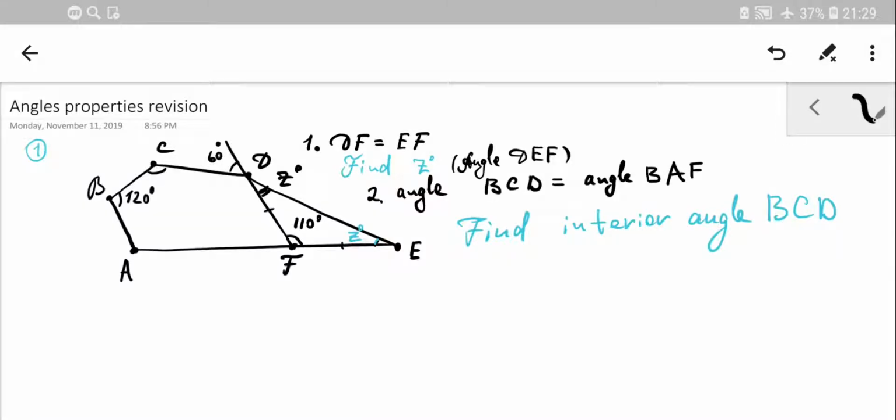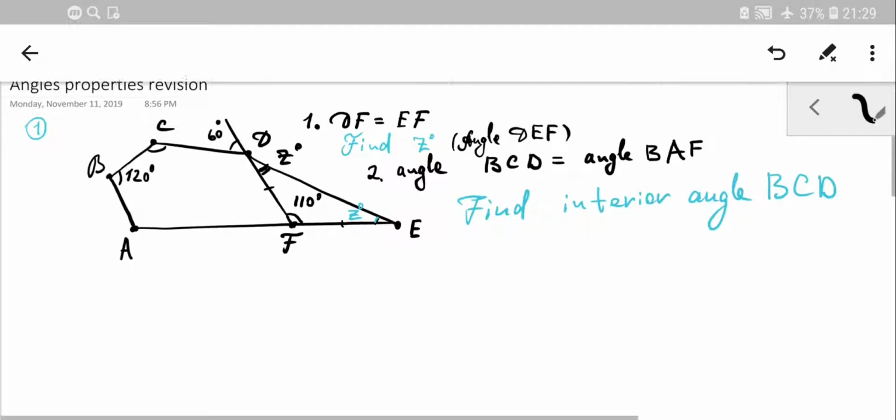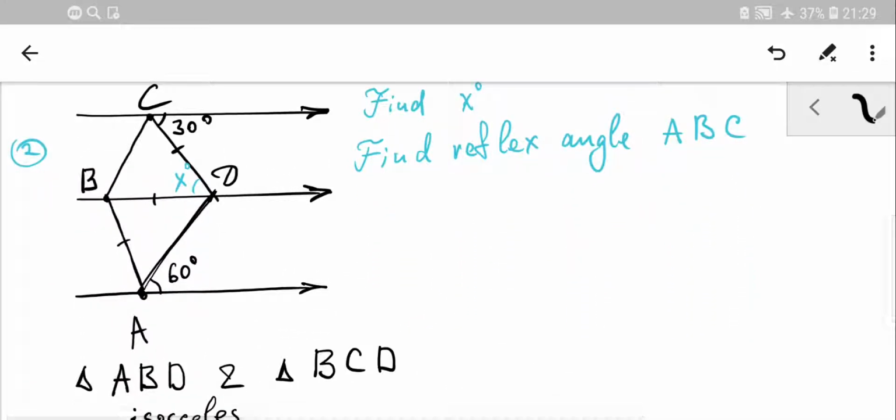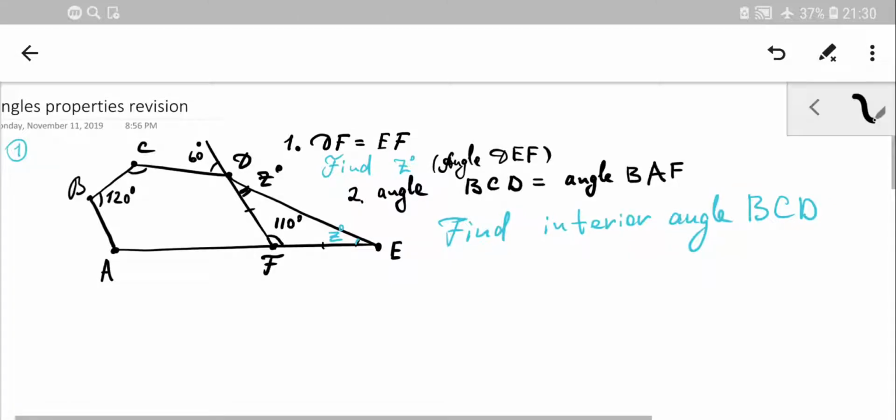Alright, so we're gonna go through angle properties revision. You math lovers need to cope with two sorts of problems. The first, you have a complicated shape and you need to find angles using the properties for triangles or polygons. That's the first type of problem. And the second has parallel lines and you need to use their properties somehow. Alright, so let's get started.